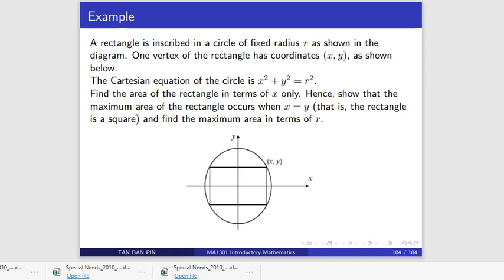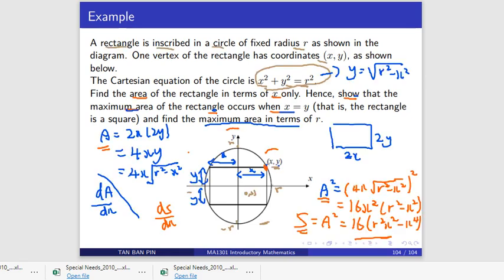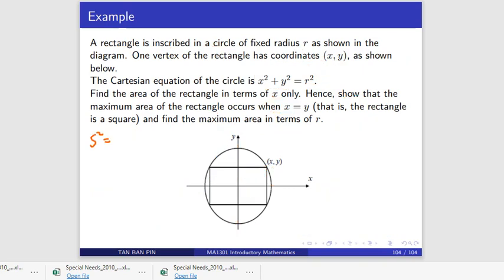So we have found S is 16 bracket r squared x squared minus x to the power 4, right? So from here, you can do differentiation. So S is 16 r squared x squared minus x to the power 4.